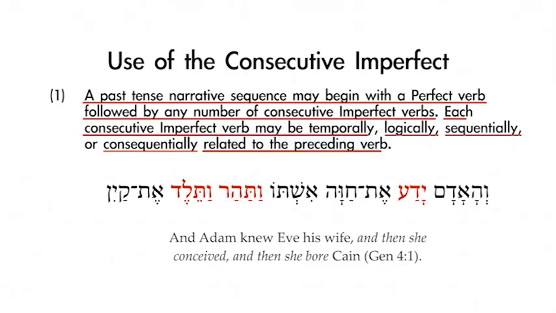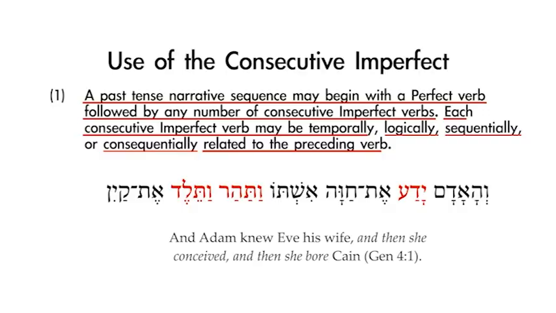Now, think of this. The waw consecutive is called consecutive, and so it's going to denote a consecutive sequence of actions related in some way. So in this use, we'll begin with a perfect verb, denoting a completed action, and then we'll follow that with a series of imperfects with waw consecutive to string that chain of actions together. Let's look at our example together. Veha'adam yada et Chavah ishto vattahar vattelet et Qayin.